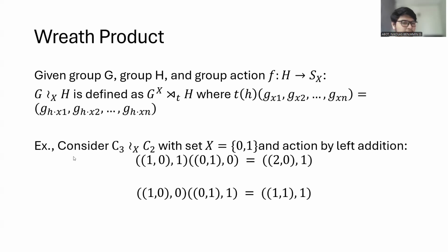Thus, for example, if we consider the semi-direct product of C3 with C2, where C2 acts on the set X = {0, 1} by adding, then we get these group products. And of course, given that we are considering group actions on points, this type of product will be a common and useful way to describe the structure of those automorphism groups.